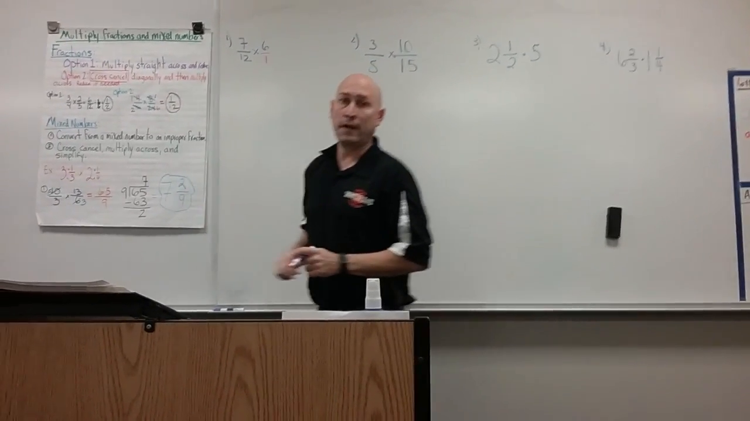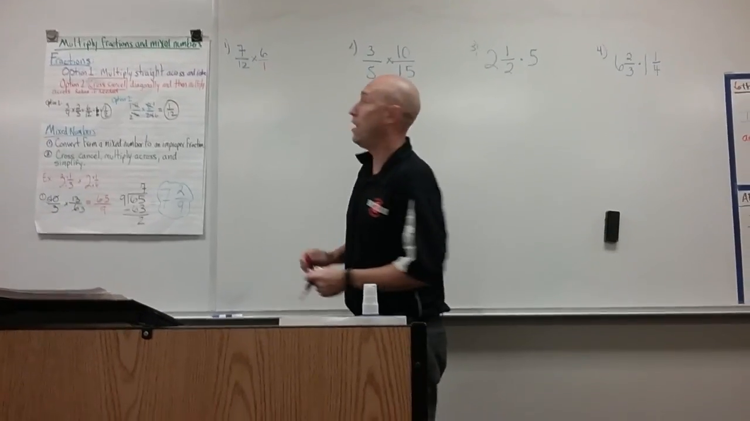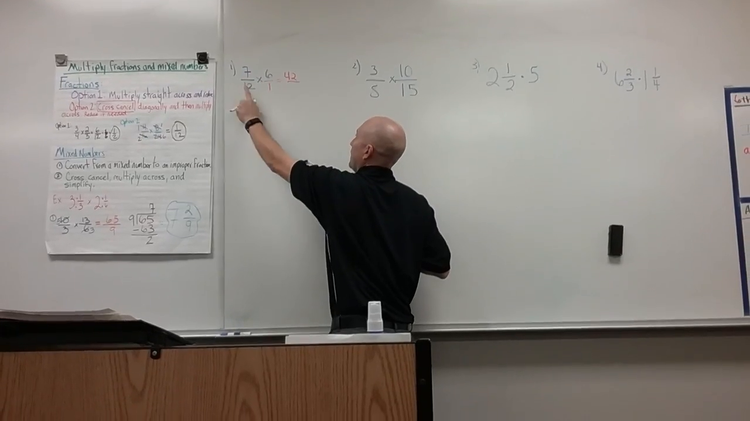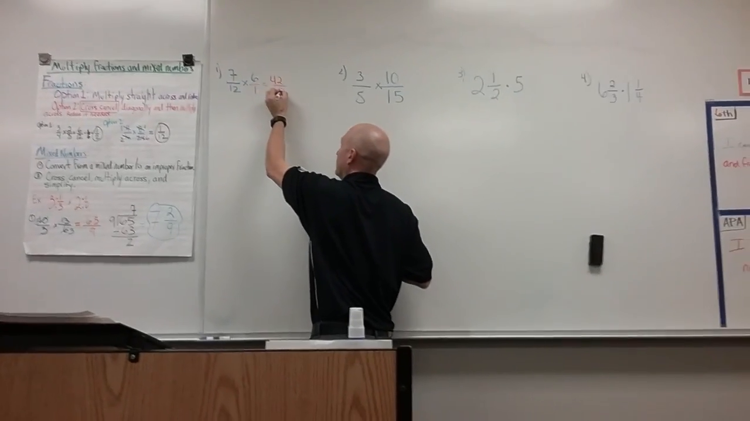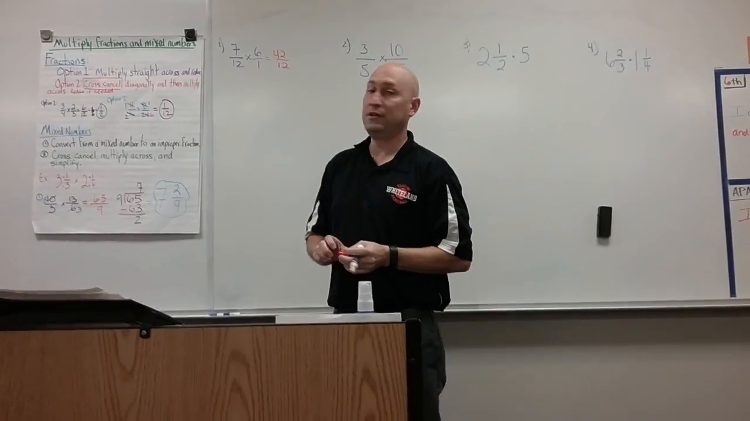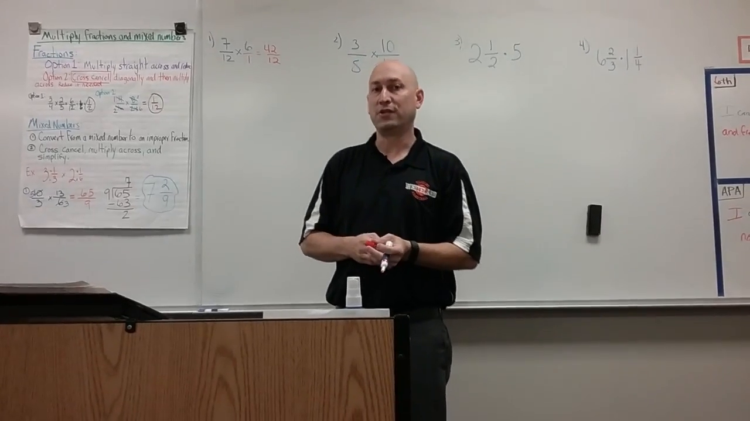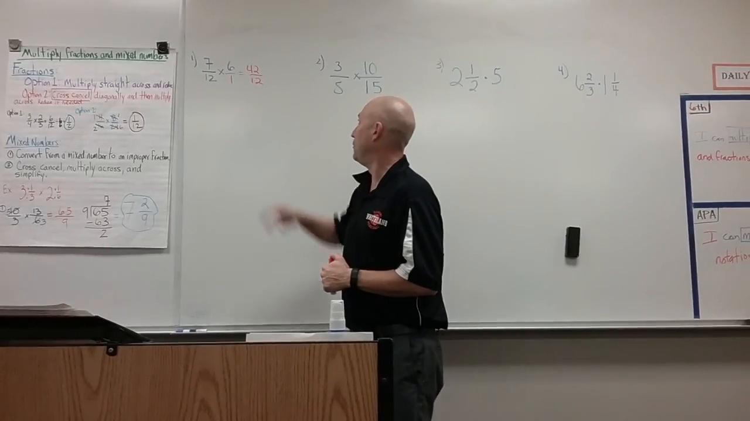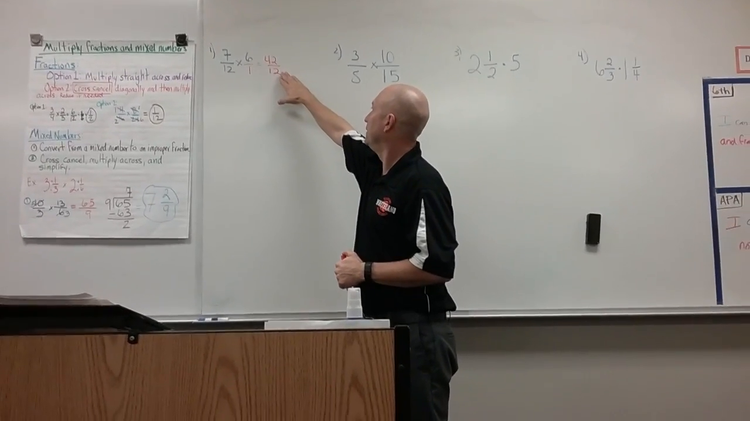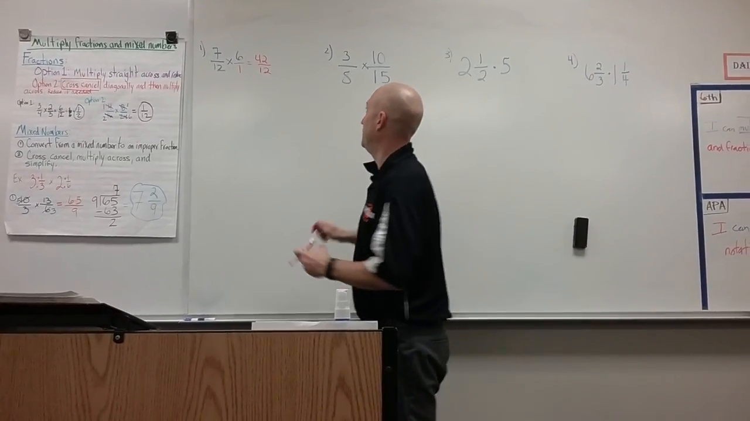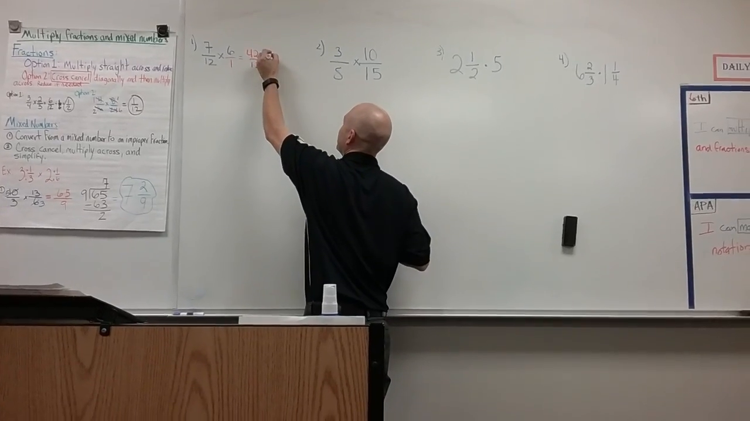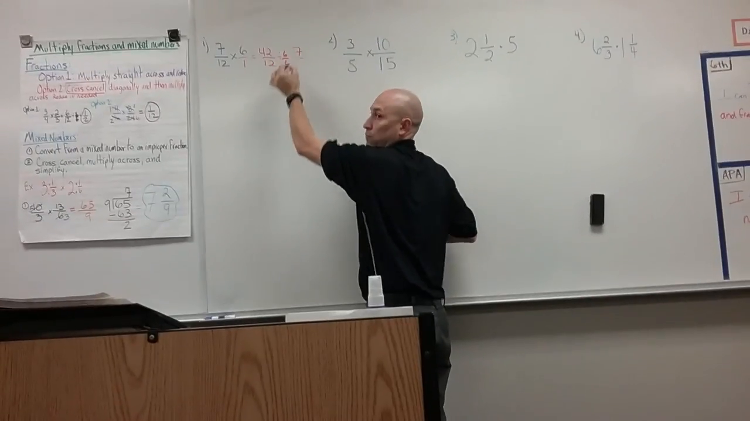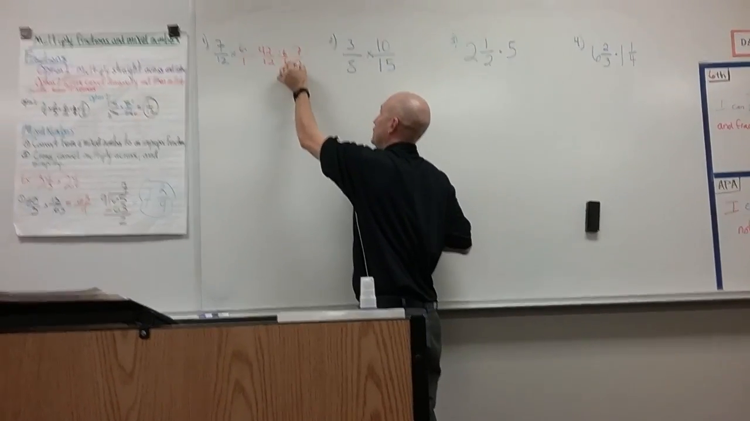In option 1, I'm just going to multiply straight across. 7 times 6 is 42. 12 times 1 is 12. And what I would do now is I would reduce the fraction. I would ask myself, what is the biggest number that is divisible by both 42 and 12? And the answer is 6. So I would divide both by 6. 42 divided by 6 is 7. 12 divided by 6 is 2.